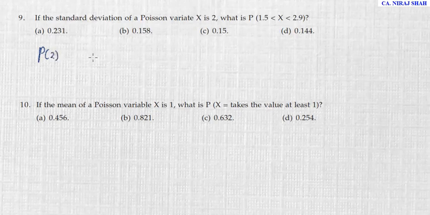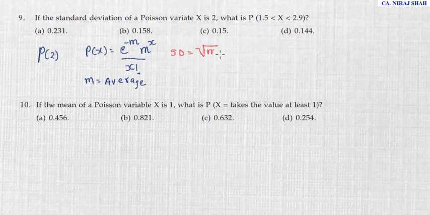Now in Poisson distribution the probability mass function P of x is equal to e raised to minus m into m raised to x divided by x factorial, where m is equal to average. Standard deviation for the Poisson distribution is under root m. We have already been given the standard deviation which is 2. So 2 is equal to under root m. Take square on both the sides, so m will become 4. Now just fill the figures into the formula.